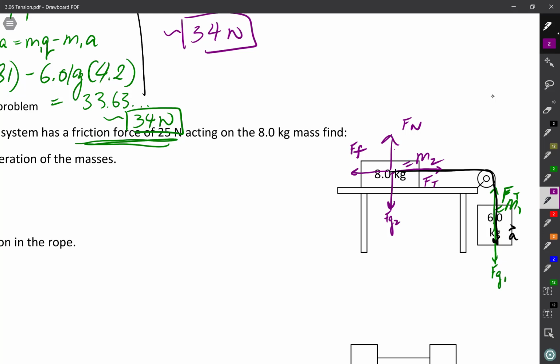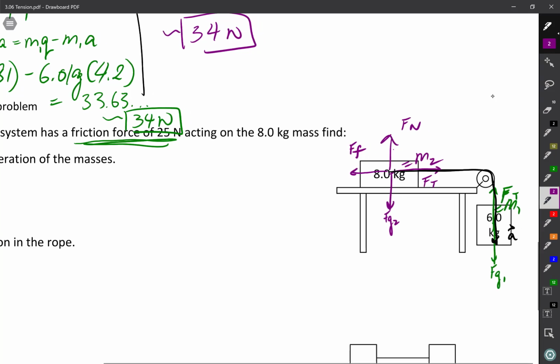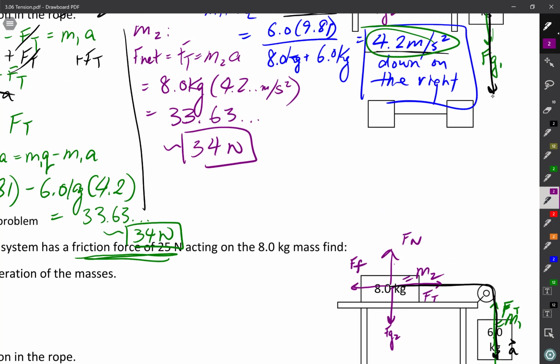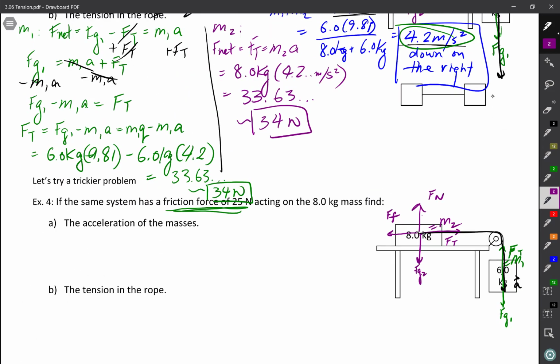We're going to do exactly the same as we did in the last problem, which is consider the system as a whole when we're solving for the acceleration of the masses. And this is different from the previous problem. Friction is going to hinder your two objects accelerating down on the right. So our acceleration should be less than 4.2. If we get a number that's larger than 4.2, we know there's something wrong with how we set up our problem. That's always a good way to double check your answer.